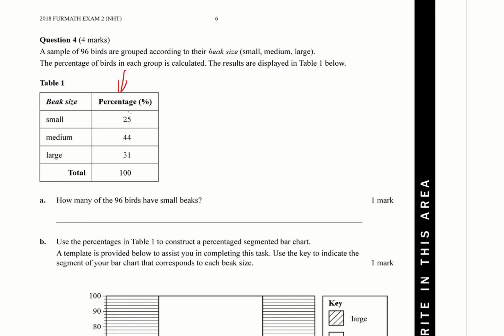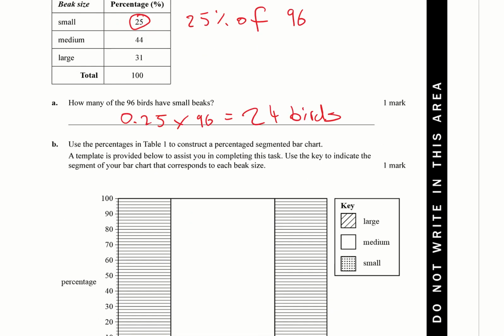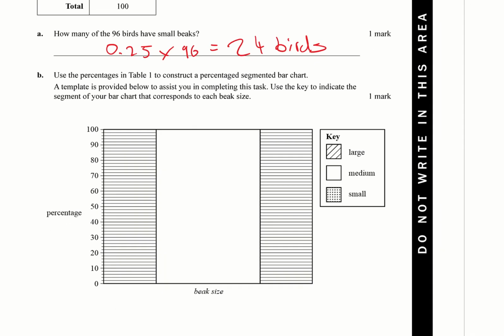We look at it and go, well, 25% there. So it's going to be 25% of 96. Okay, so you put in a calculator 0.25 times 96, and that will give you 24 birds. Okay, so that's how you do that first part. Next part is use percentages in table 1. So again, it's out of 100%, so that's easy to do, to construct a percentage segmented bar chart.